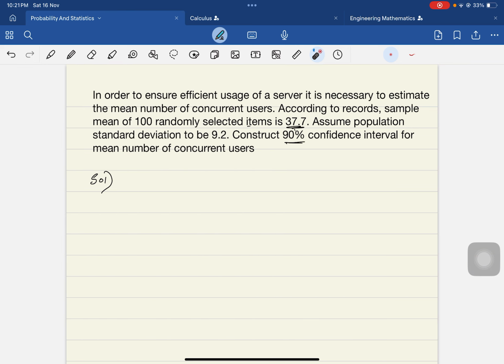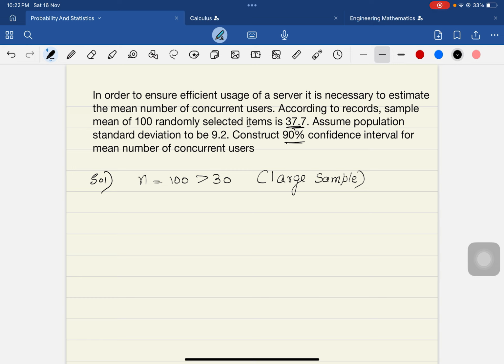Let us read the problem. In order to ensure the efficient usage of a server, it is necessary to estimate the mean number of concurrent users. According to records, the sample mean of 100 randomly selected items is 37.7, and assume the population standard deviation to be 9.2. It is very clear that n is equal to 100, which is greater than 30. By reading the problem, you should understand whether it is a large sample or a small sample. Since it is greater than 30, it is a large sample.